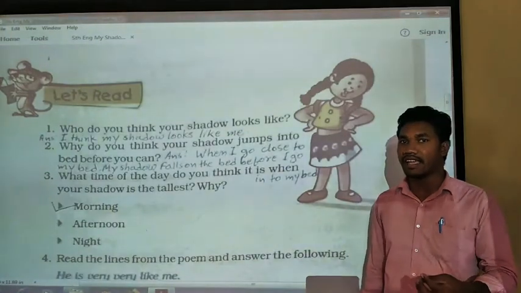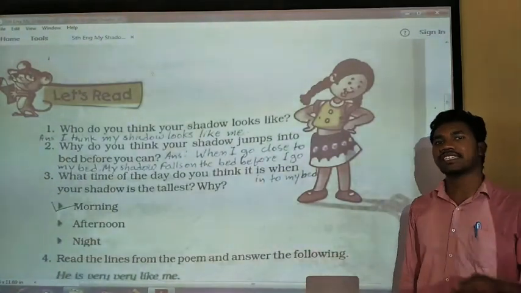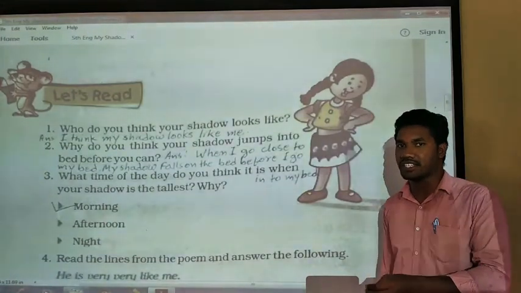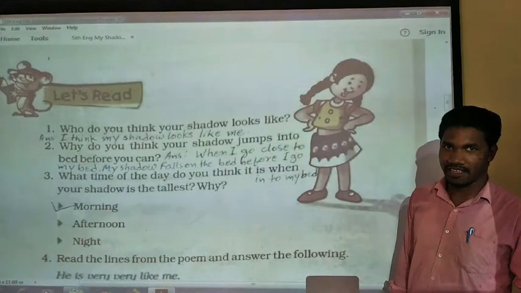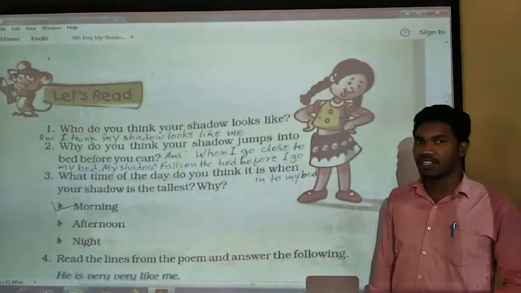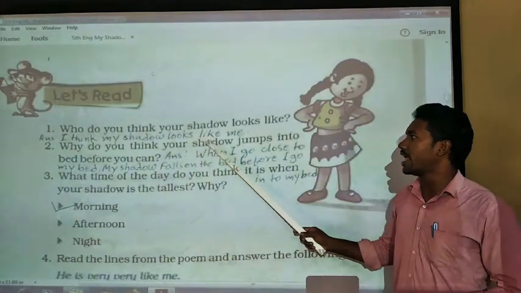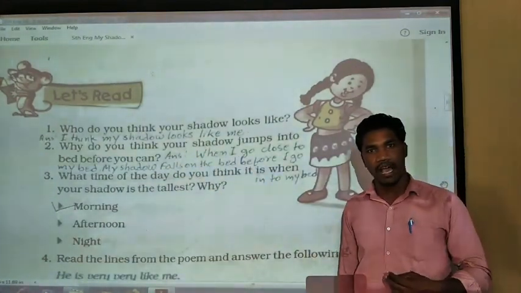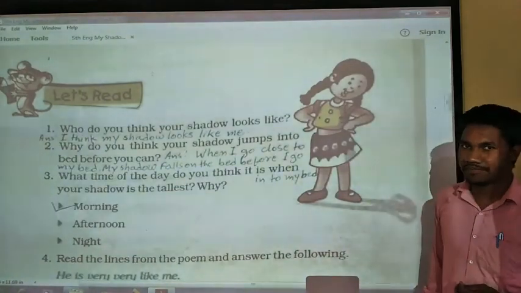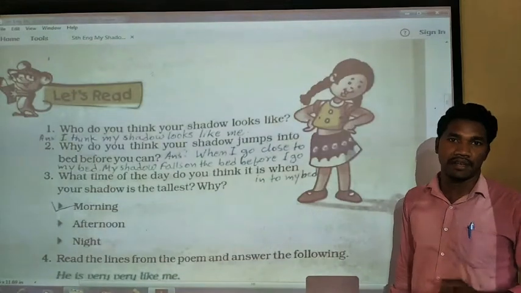आपको क्या लगता है कि आपका shadow, आपकी परछाई, किसके जैसी दिखती है? किस तरह दिखती है वो? How does it look like? Okay, here you can see: I think my shadow looks like me. Yes or no? My shadow looks like me. अपना shadow अपने जैसे ही दिखता है. So, I think my shadow looks like me.